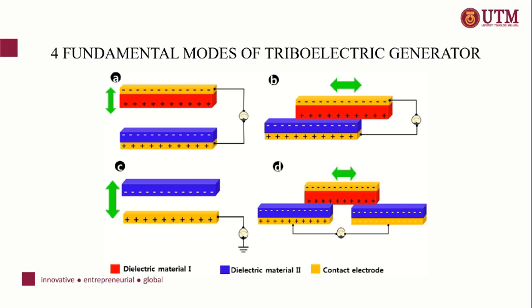For the last figure, the freestanding triboelectric layer mode is used to harvest mechanical energy from arbitrary moving objects, such as humans. The triboelectric generator mode is generated on the basis of a freestanding triboelectric layer sliding between two stationary electrodes on the same plane.